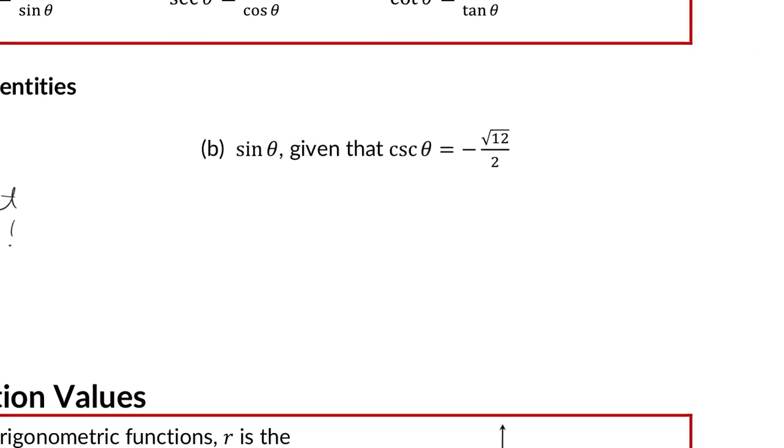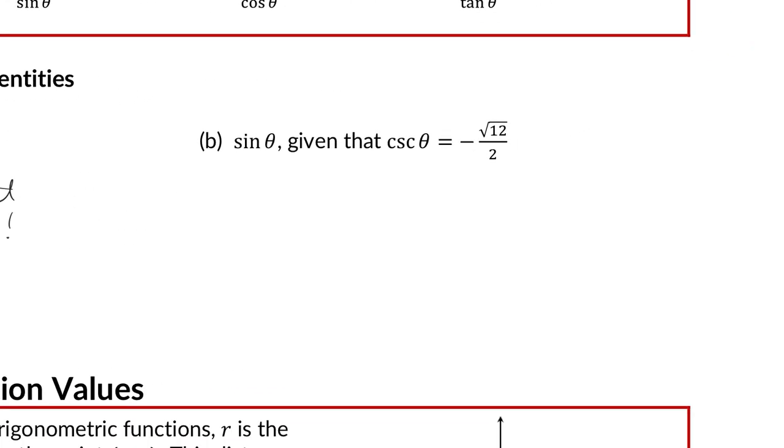If we have a second example here, it says find sine of theta given that cosecant of theta is negative square root 12 over 2. Again, our brains should start to remember that sine and cosecant are reciprocals. That's how they're related, which means I would just need to flip this fraction over. So if I go to do that, and this one's going to get a little bit more complicated just because of the way that it is, if we flip over, sine of theta is going to end up being negative 2 over square root 12.